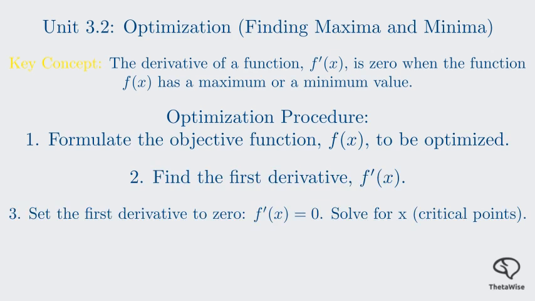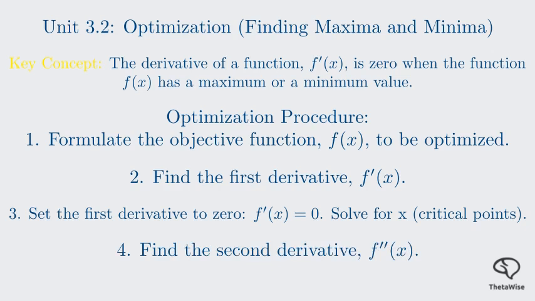Great. We've found where the maximums or minimums could be. But how do we know if a critical point corresponds to a maximum or a minimum? That's where the second derivative test comes in. This is our fourth step. We find the second derivative, f double prime of x.